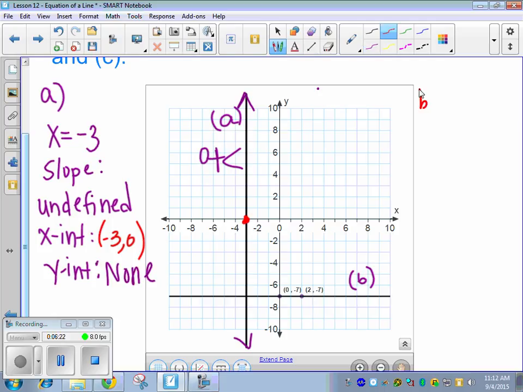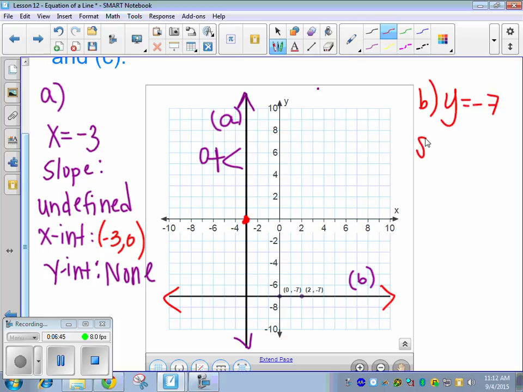Now we have line B. So we're going to do the same 4 things. We're going to start with the equation of the line. Line B is cutting through the y-axis, so it is a y graph. So Lorena, what's the equation of the line? Very good. Y equals -7.